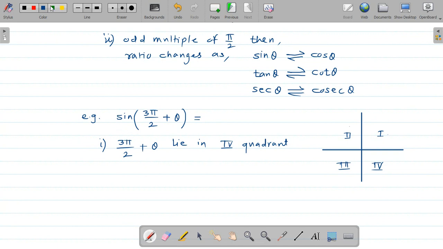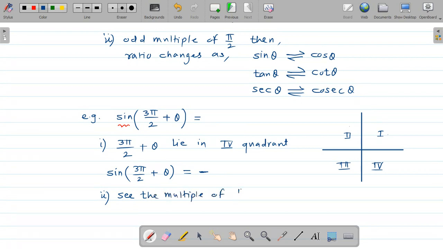Now in the fourth quadrant, the sine ratio is always negative. All of you know that it is negative. So as per this quadrant, I will write the sign of this ratio on the right hand side. As sine theta is negative, I will give the minus sign here. Now see the next step: see the multiple of pi by 2.